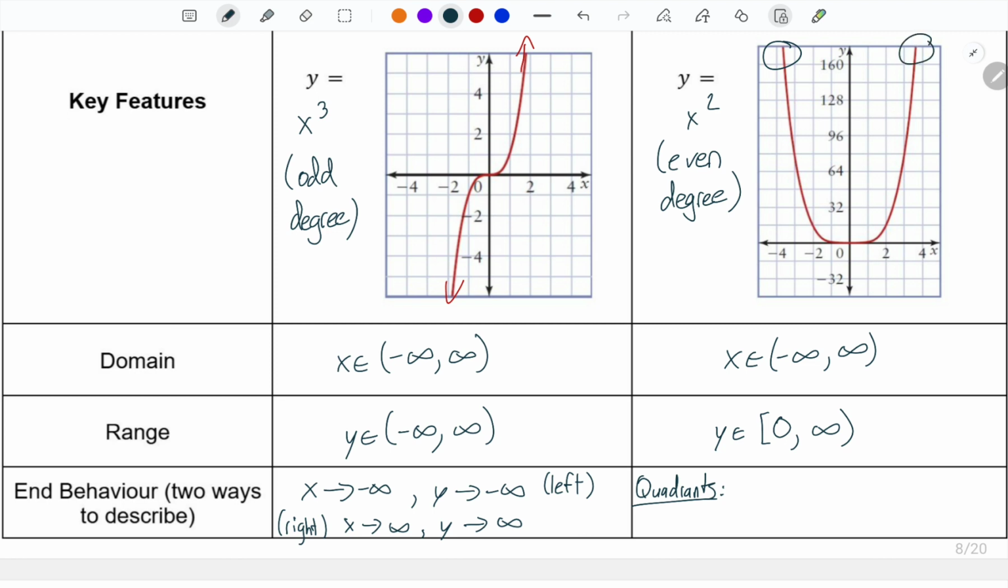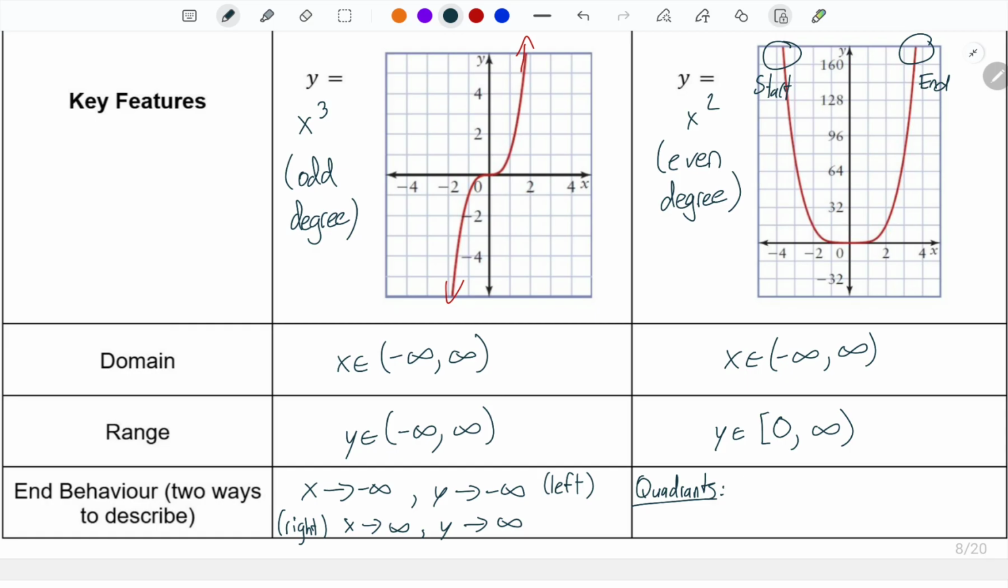And in this case, we always go left to right, start, end. Doesn't matter what's happening in the middle. You could have the function going into all sorts of different quadrants up and down. All that matters is where do we start, as far left as we go, and where do we end, as far right as we can go.